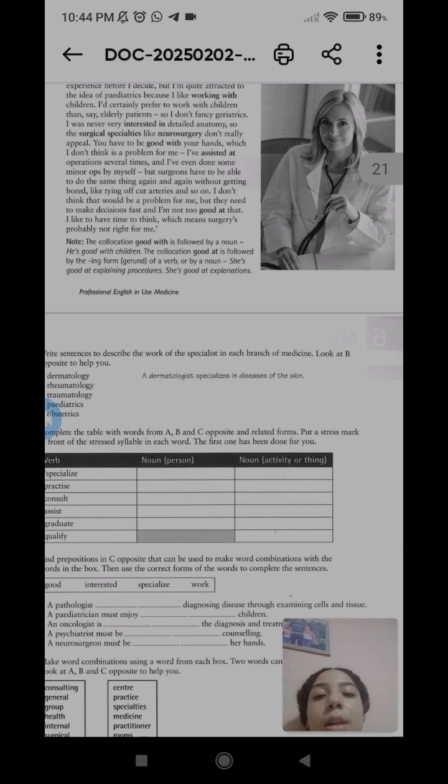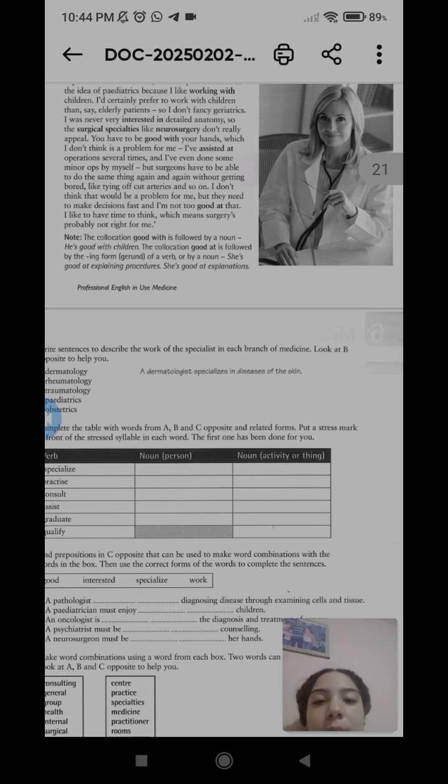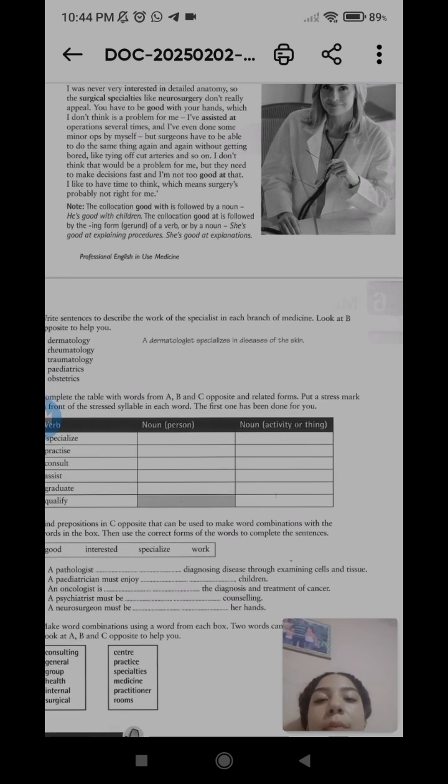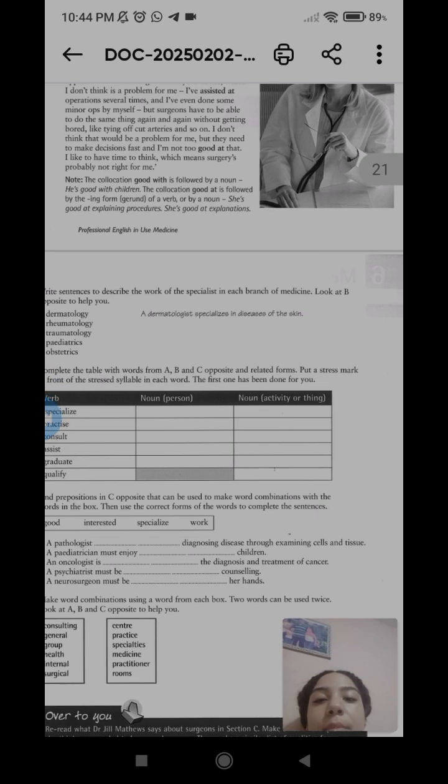I was never very interested in detailed anatomy, so the surgical specialties like neurosurgery don't really appeal. You have to be good with your hands, which I don't think is a problem for me. I've even assisted in operations several times. But surgeons have to be able to do the same things again and again without getting bored, like tying off an artery and so on.